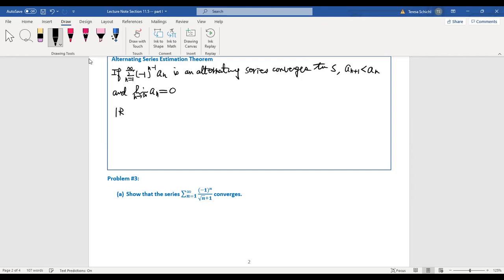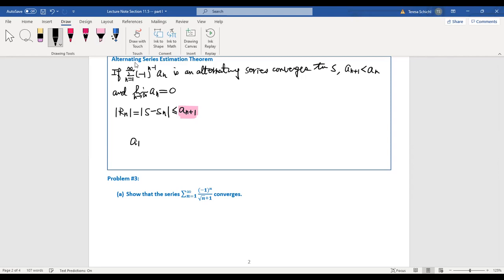Now the remainder R_n, if you take its absolute value, is the absolute value of S minus S_n. Because of the absolute value, this is going to be less than or equal to a_(n+1). This is pretty straightforward, pretty easy.